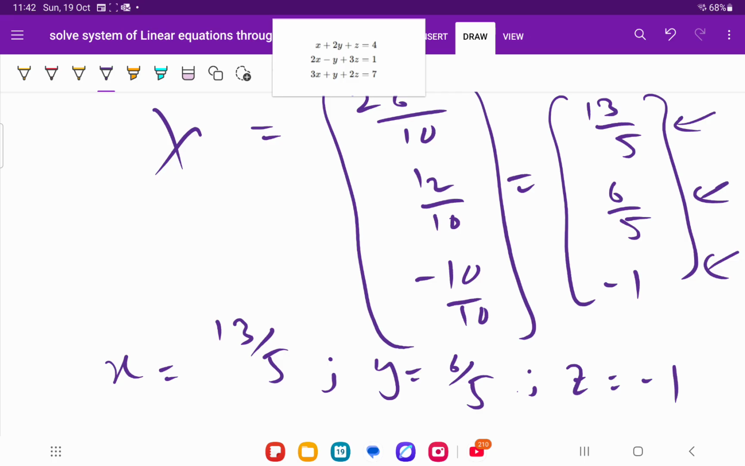Okay, so that has been calculated through the inverse method. Before, we were using the row operations, so now we have used the inverse method to solve the system of linear equations.